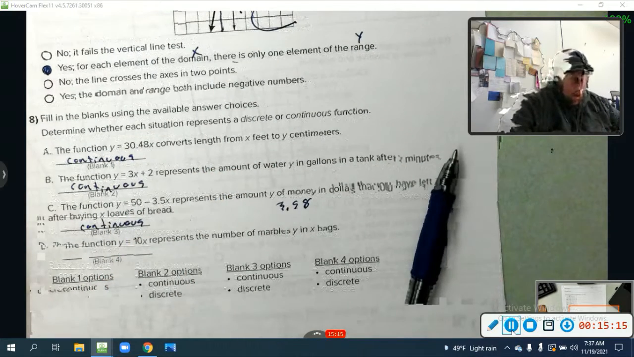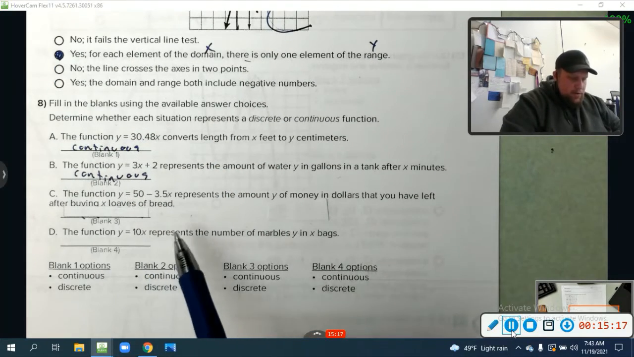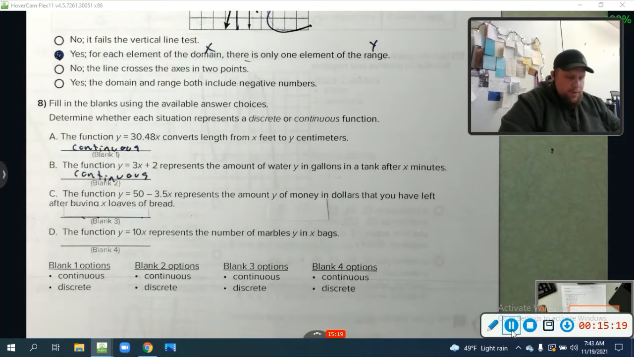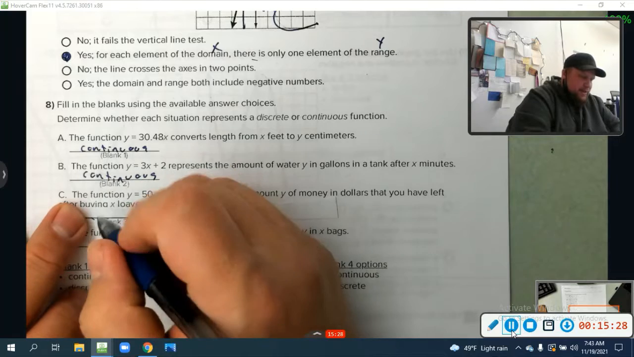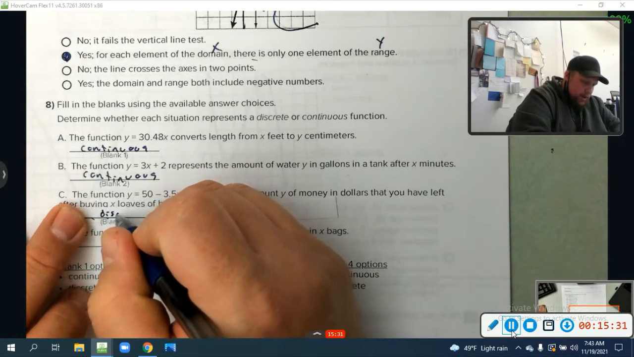All right, let's look at C. The function y equals 50 minus 3.5x represents the amount y of money in dollars that you have left after buying x loaves of bread. Can I buy part of a loaf of bread? No. So in this case, this is going to be discrete.